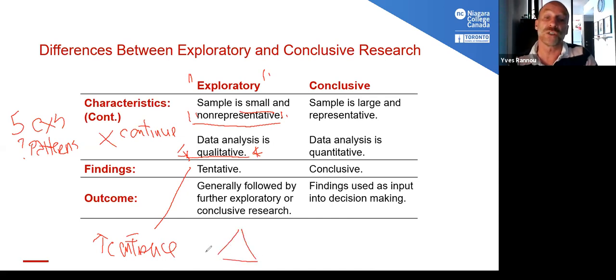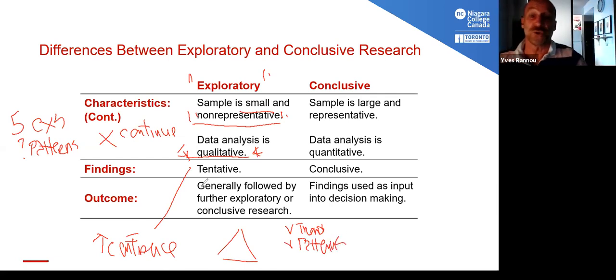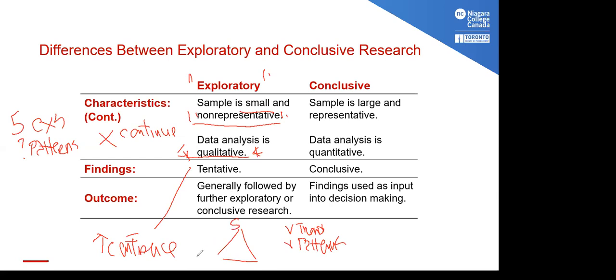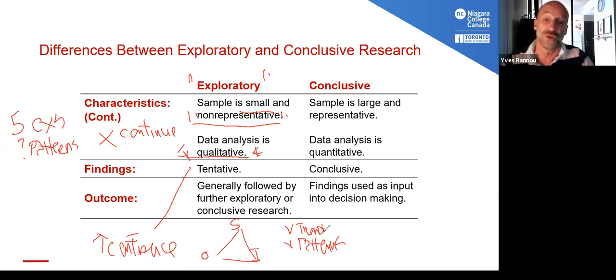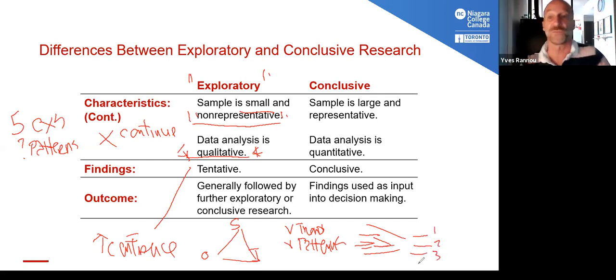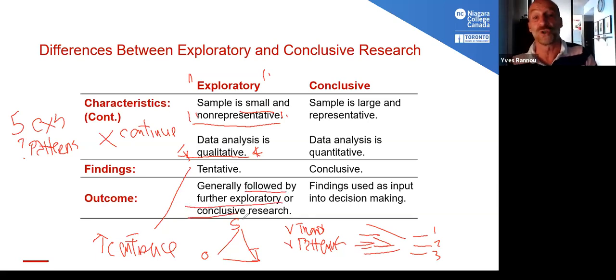Then we do our triangulation, right? This is where we build more confidence. And then we see that there's a trend. There are patterns. We're seeing that things are similar from one study to another study. So we've said survey, observation, interview, right? We're seeing that the data is actually starting to look very similar. We see 1, 2, or 3 across. You're always going to have exceptions. Sometimes they can be followed by further exploratory or conclusive research.